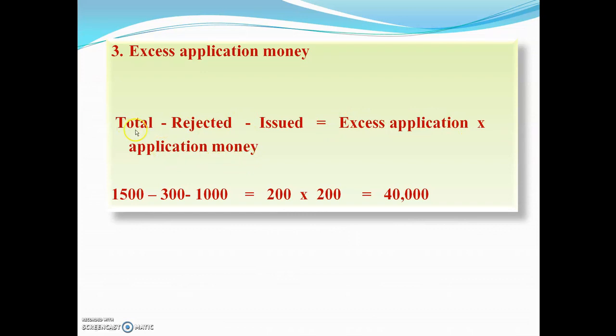So students, here the total number of shares, that is the number of applications received by the company, is 1500, rejected shares are as given, that is 300, and the number of shares issued, as we did in the first working note, is 1000. The total will become 200, and application money per share is as given, 200, and the total excess application money will be 40,000. Like this we have to calculate this problem. This formula is very important to find out the excess application money.